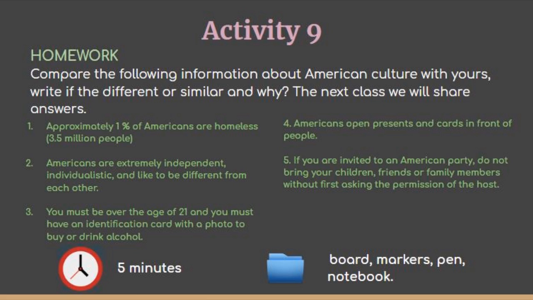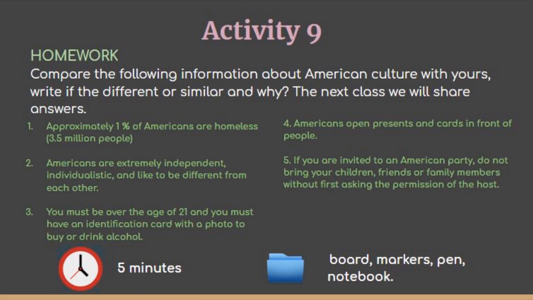First, approximately 1% of Americans are homeless, 3.5 million people. Second, Americans are extremely independent, individualistic, and like to be different from each other. Third, you must be over the age of 21 and you must have an identification card with a photo to buy or drink alcohol. Fourth, Americans open presents and cards in front of people.